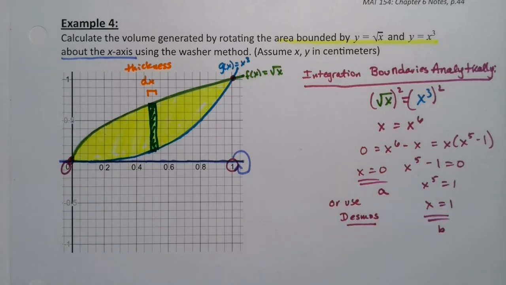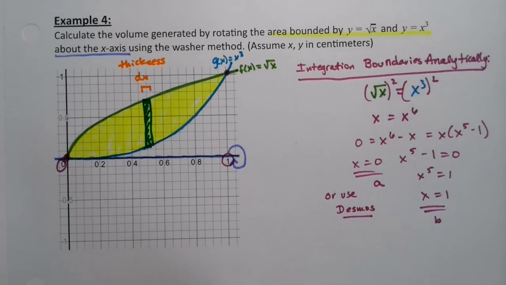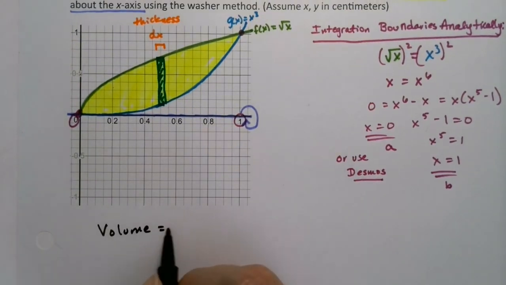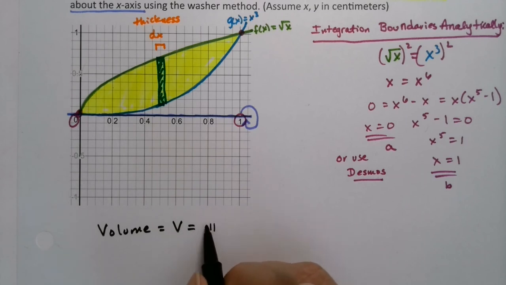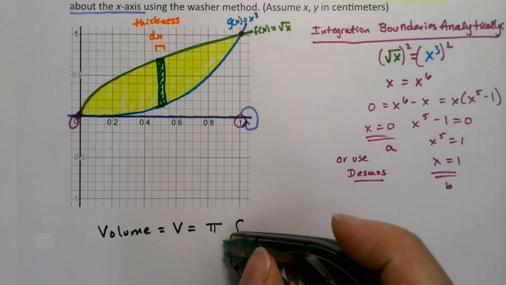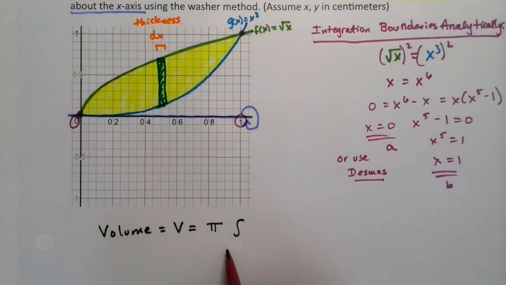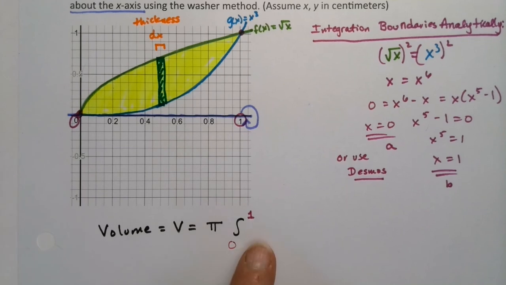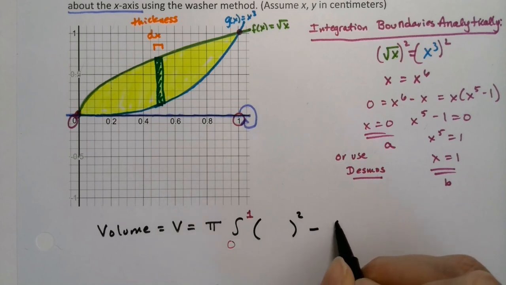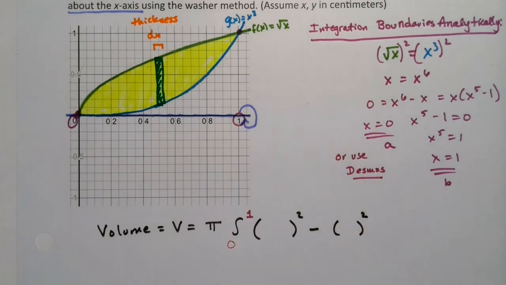Now the only hard part about all of this is when I want to find that volume. The volume is going to be equal to pi integral from 0 to 1, and then it'll be capital R of x minus little r of x. So I'm going to need something squared minus something squared. And then dx is my thickness.